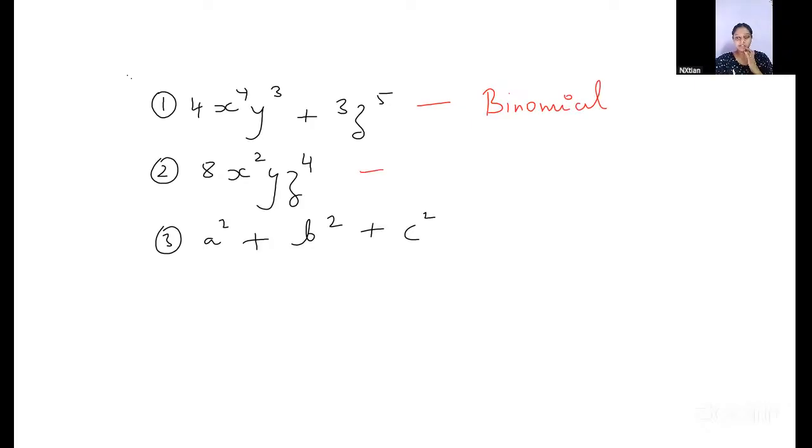Abraham, second one. Is it a binomial, monomial, or trinomial?